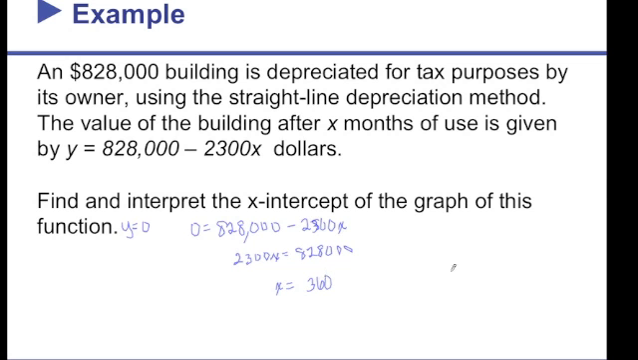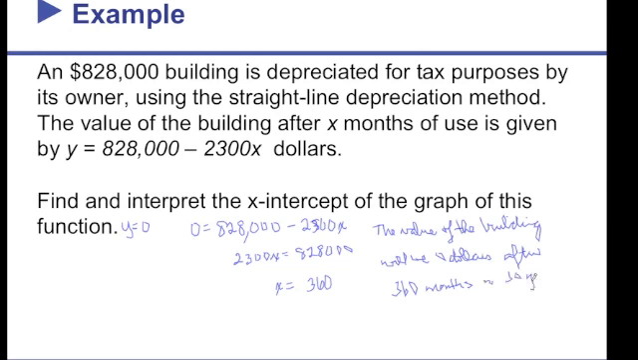360. And to interpret that, we will say the value of the building will be $0 after 360 months, or that would be 30 years.